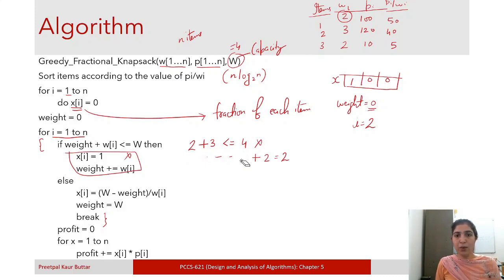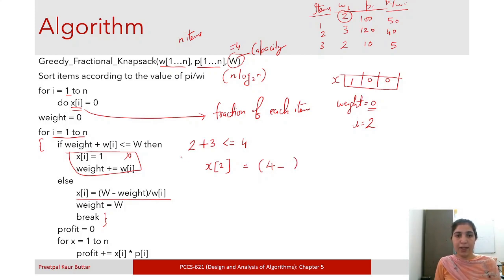So what will we do? If we cannot put 100% of the item into the knapsack, we have to decide a fraction of it. The else part is doing that. In the else part we are deciding the fraction. So the fraction xi, where i is 2 here, will be equal to capital W, that is 4, minus the weight so far, divided by the weight of that item. The weight of that item is 3.